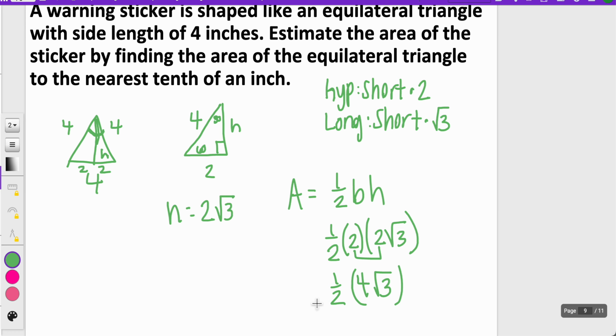So what you can do is you can take square root 3, which is a long number, it's about 1.73, times that by 4, and then divide by 2. Okay, and I'm getting about 3.46 inches, roughly. If you want to round it to 3.5, you can do that too.